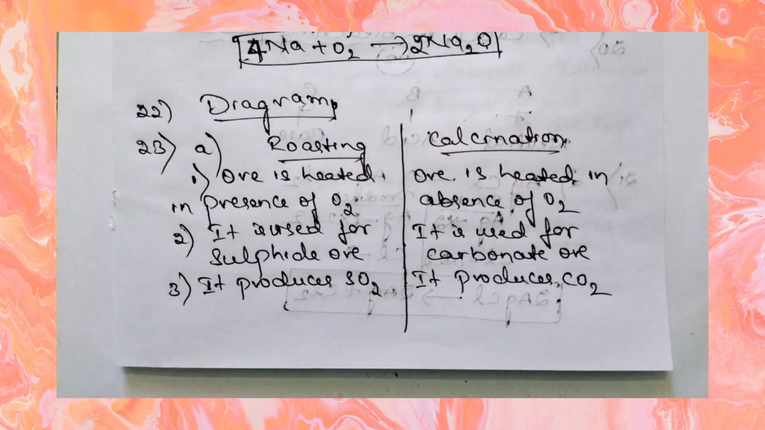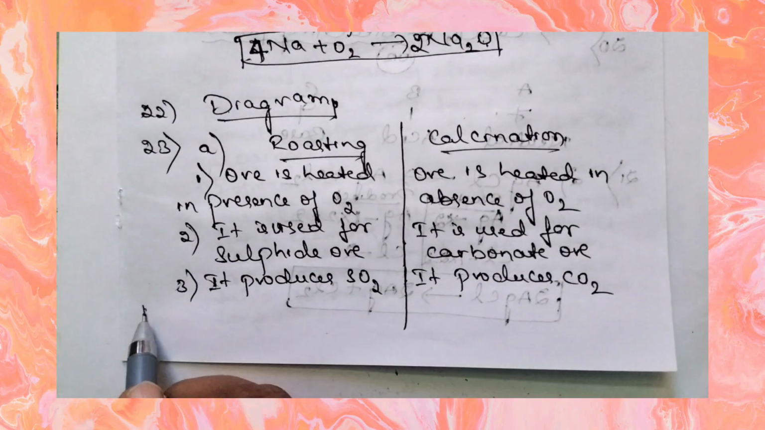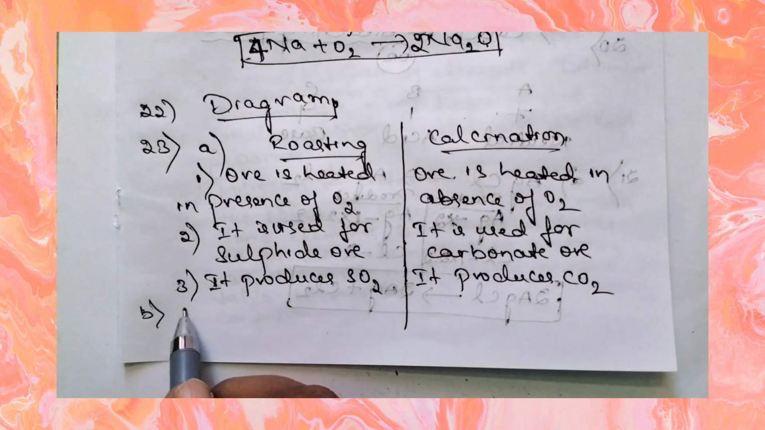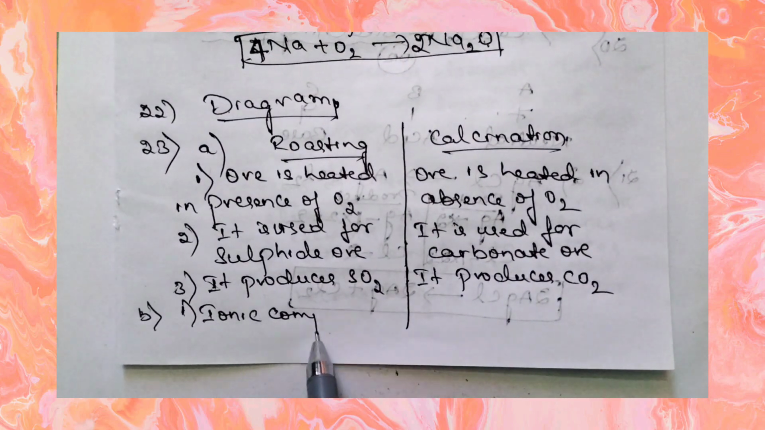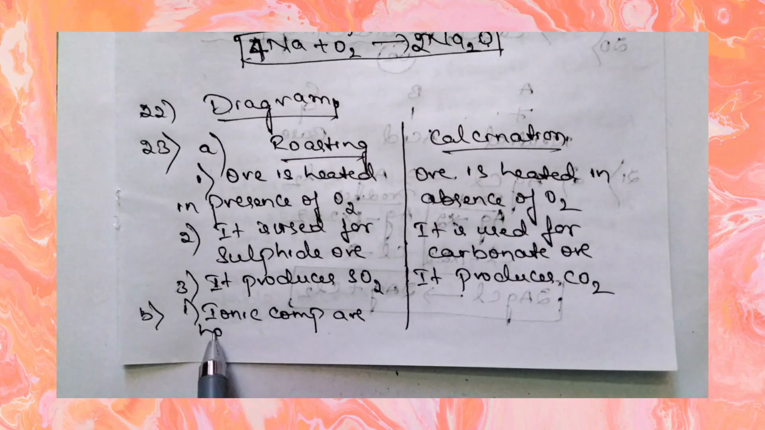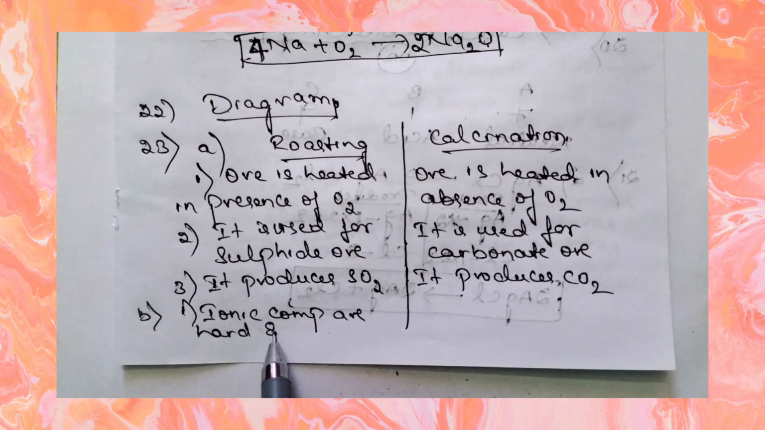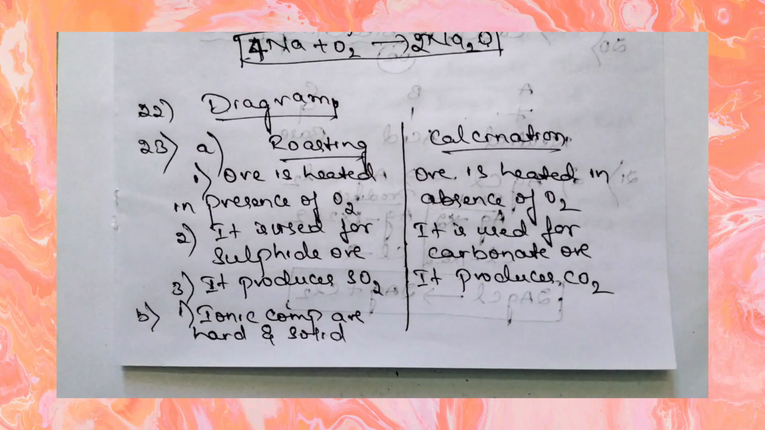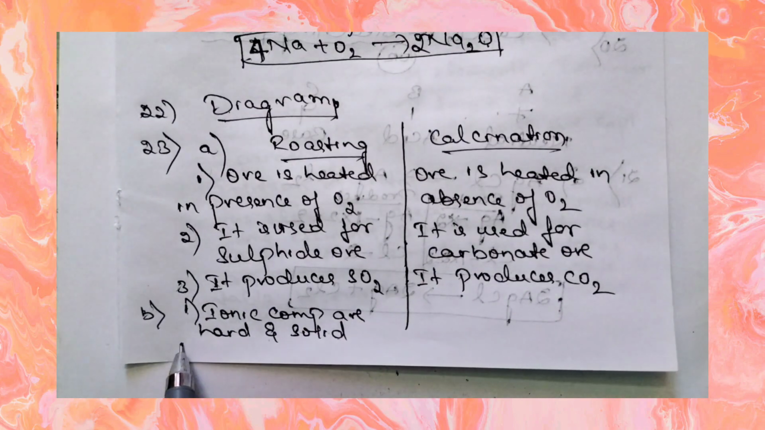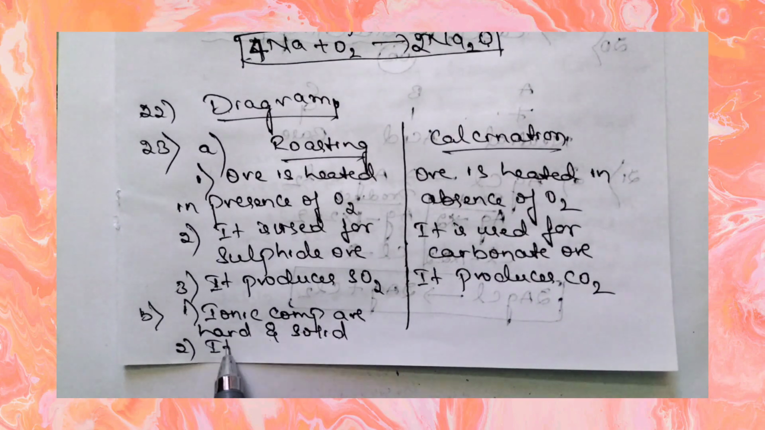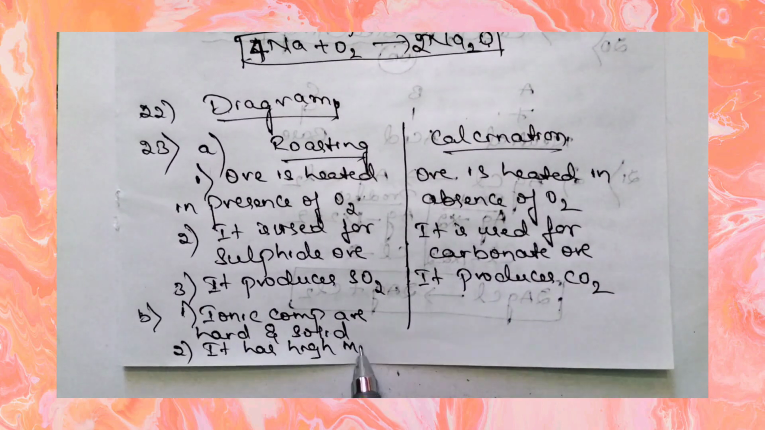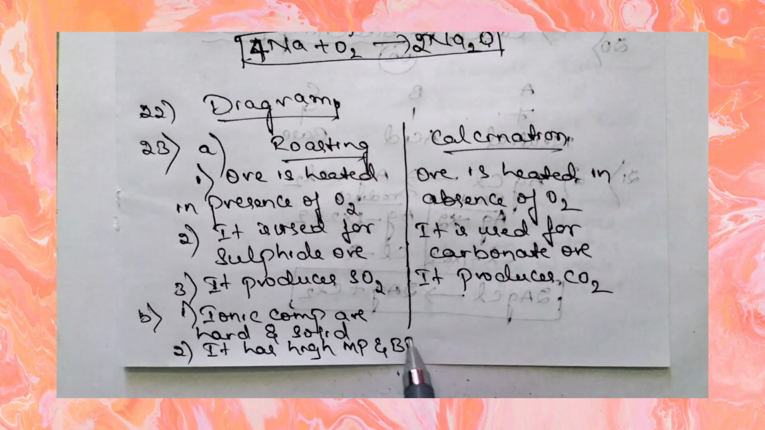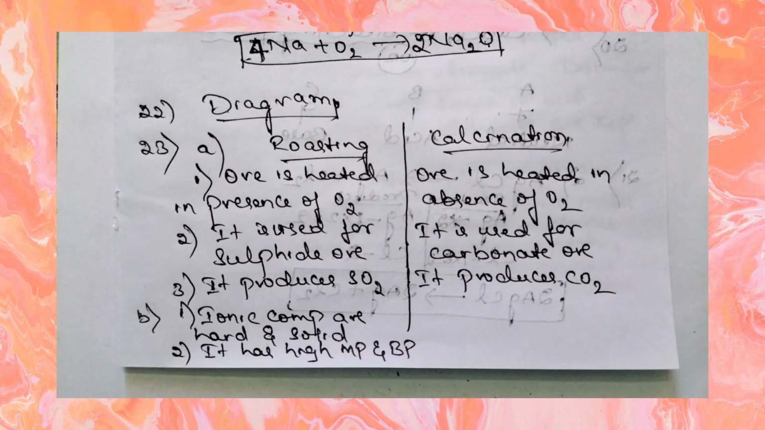After listing the differences between roasting and calcination, now let us answer the B question, properties of ionic compound. The first property is ionic compounds are hard and solid. And the second one, it has high MP and BP. So melting point and boiling point are more.